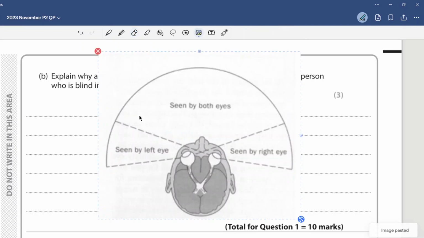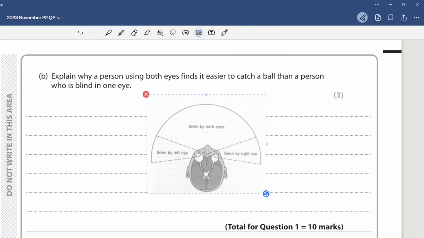So let me include a diagram here. It's a little bit blurry, but you can see that if a person has vision in both eyes, each eye would give a different image. And so the parts in which they overlap allow the person to have a better depth perception, meaning that they're able to tell how far away something is. And that kind of vision is called 3D vision, also known as stereoscopic vision.